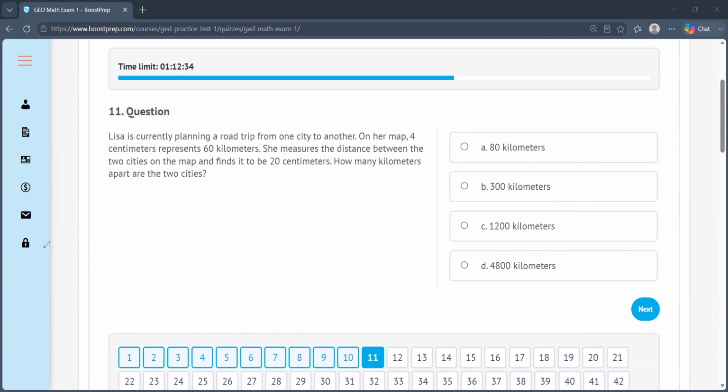So question 11 is a word problem. It says Lisa is currently planning a road trip from one city to another. On her map, 4 centimeters represents 60 kilometers. She measures the distance between the two cities on the map and finds it to be 20 centimeters. How many kilometers apart are the two cities?